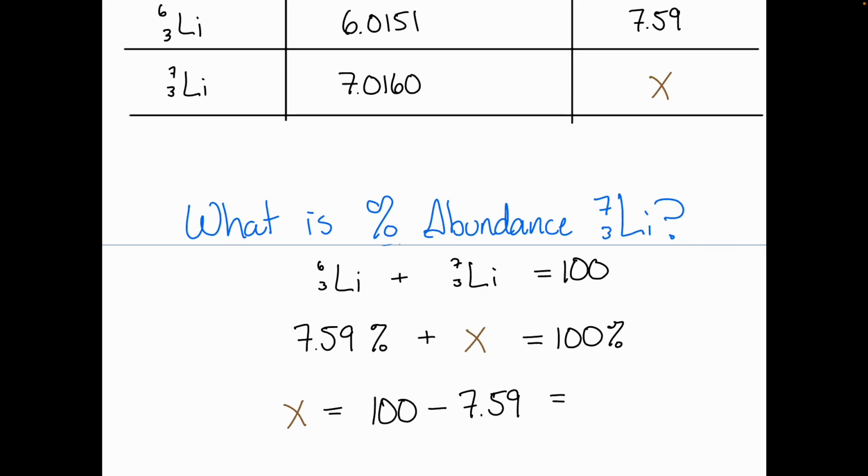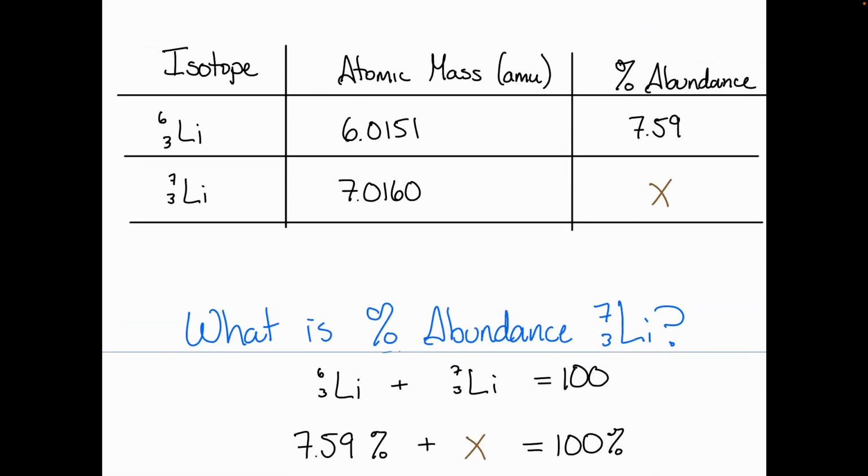9241? Is that right? Sounds right. Yeah, 9241. Okay, cool. So now we've completed our data table here. We know we got 92.41% of that lithium-7. So if we get a scoop of lithium, which isotope are we going to have more of? Lithium-7, right? 92% of all lithium is lithium-7. The rest of them is that lithium-6.